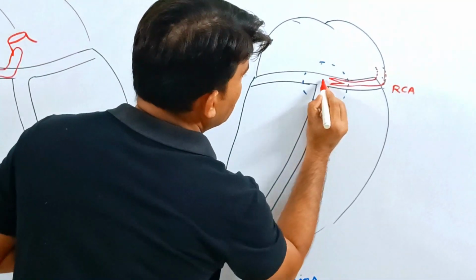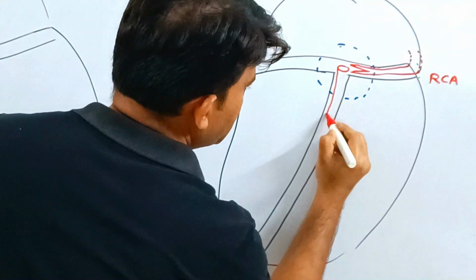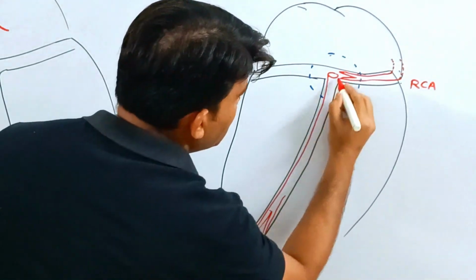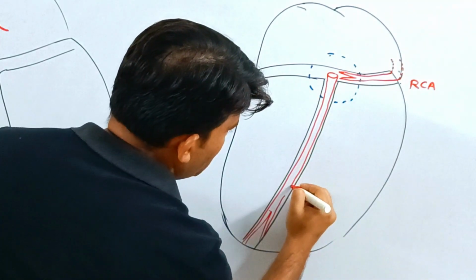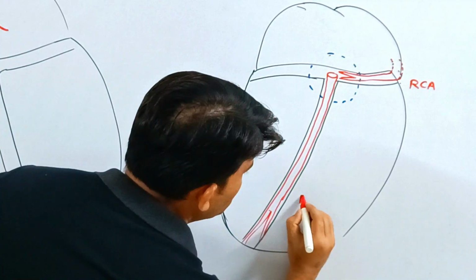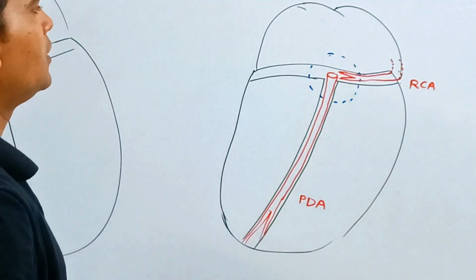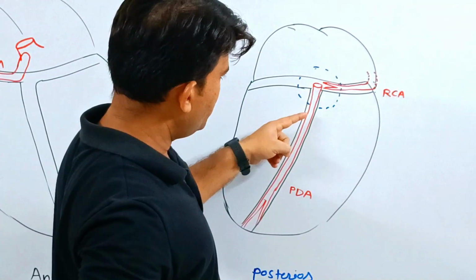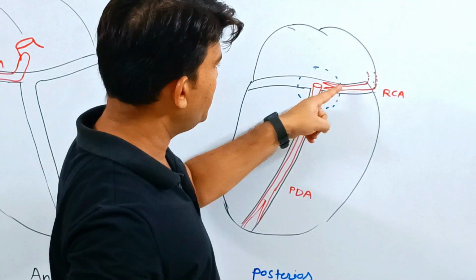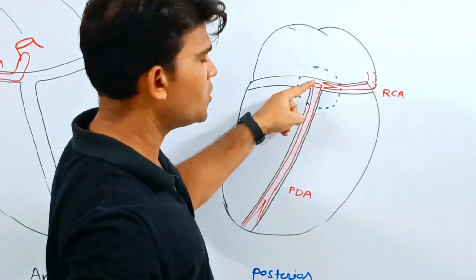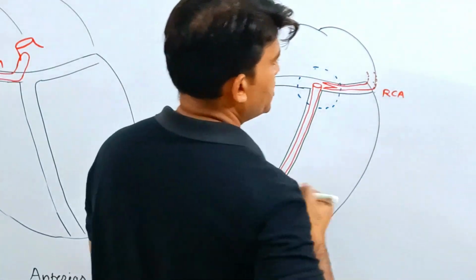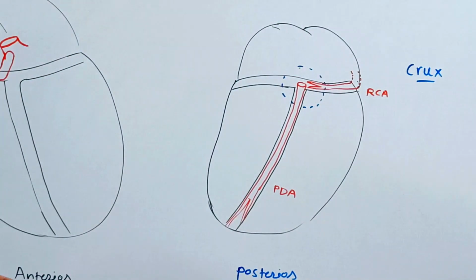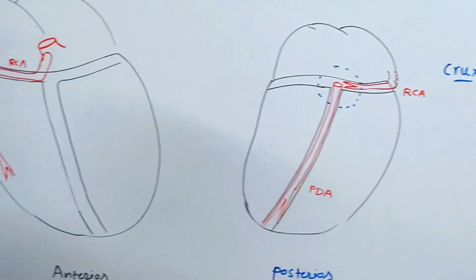So suppose this is the artery, this is the posterior descending artery, which is going down posteriorly. This is called the posterior descending artery. So where the posterior descending artery meets the RCA, that area is called the crux of the heart. Crux, right? It's called the crux of the heart, right? Okay. Yes.